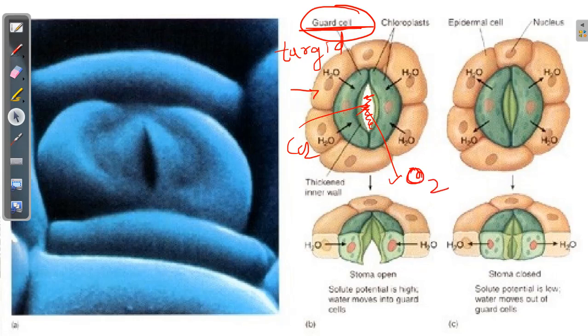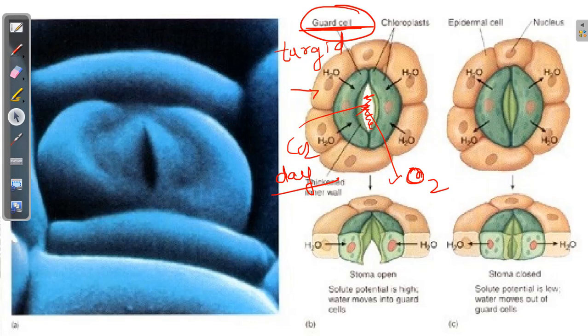That is basically it opens during daytime. Why? Because during daytime you have sunlight, and when you have sunlight you will require carbon dioxide for the process of photosynthesis. So during the daytime the stomata opens so that the carbon dioxide goes in and oxygen comes out.